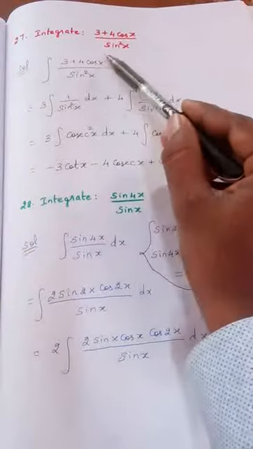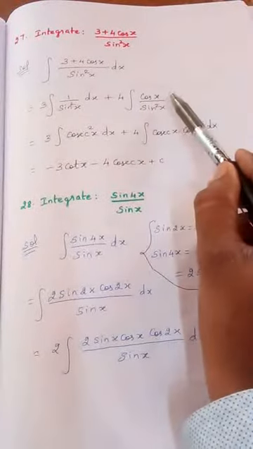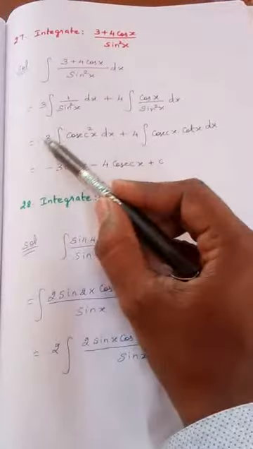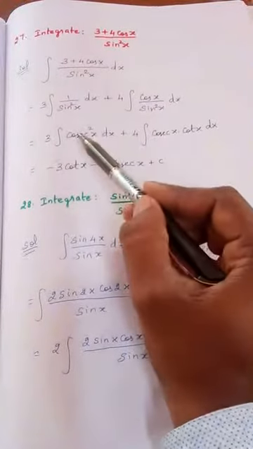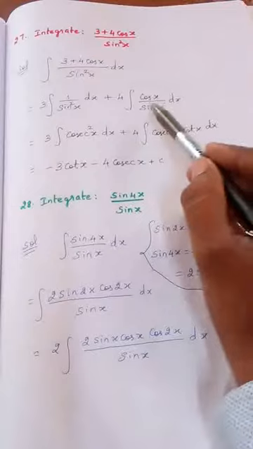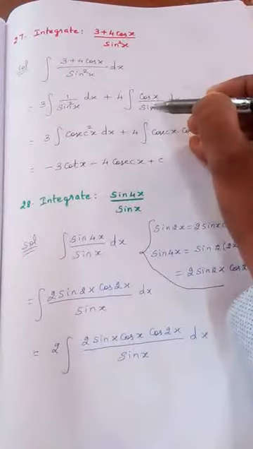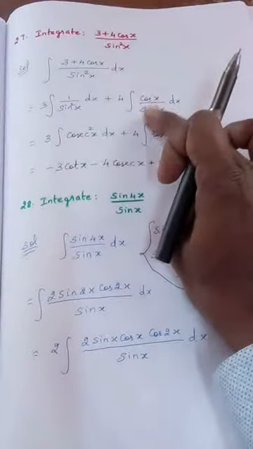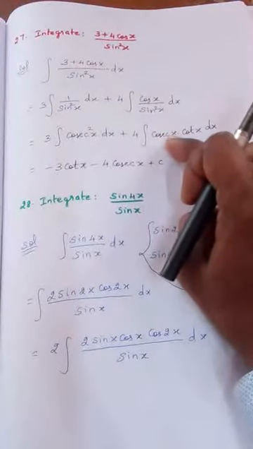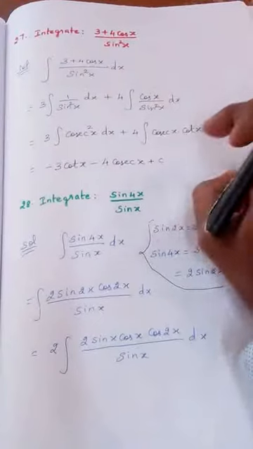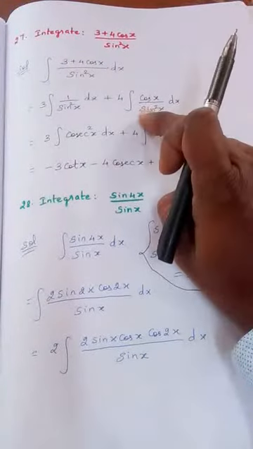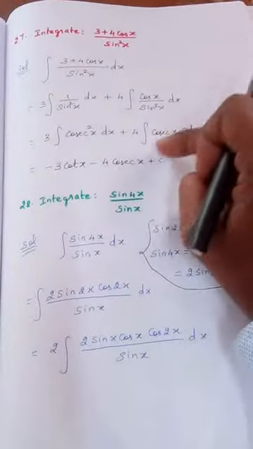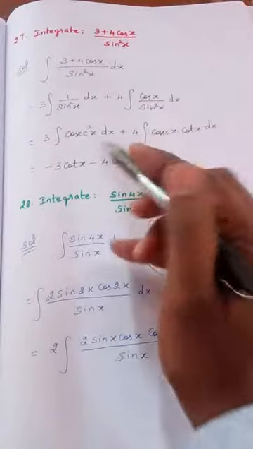So we are splitting this integration into 2 parts. 3 by sin square, when you write sin square in the numerator, it becomes cosecant square. Similarly, cos by sin becomes cot, and one more sin remains. Another sin x will remain. Take that to the numerator and write it as cosecant x.